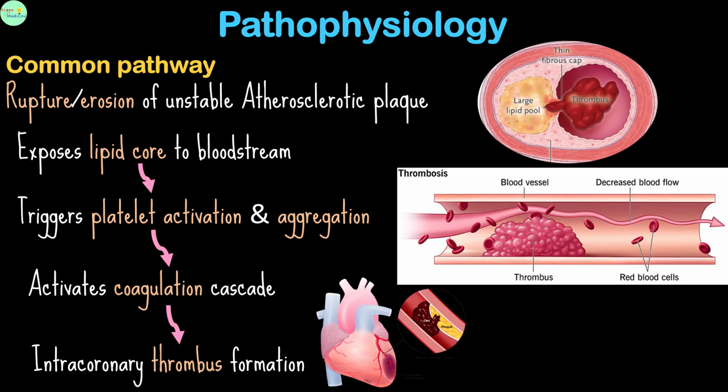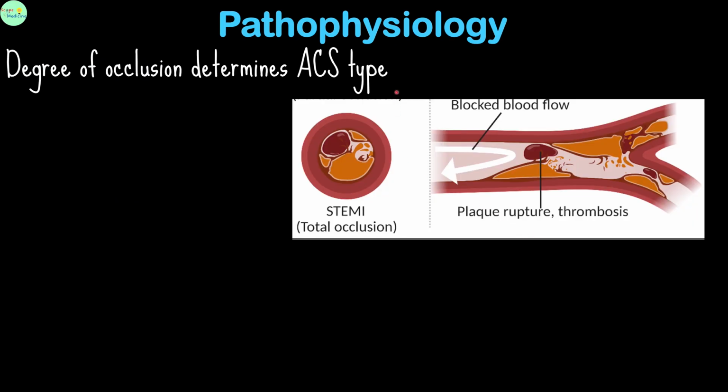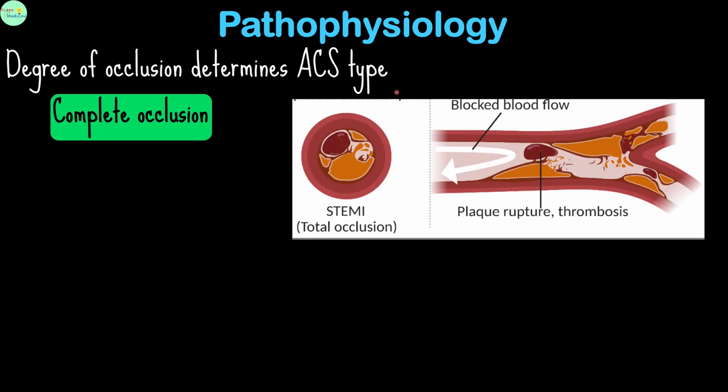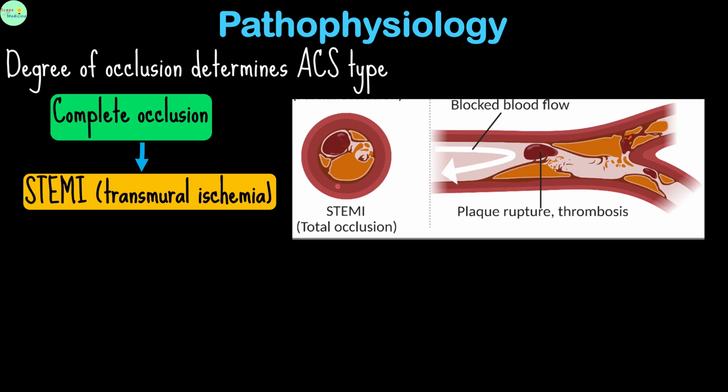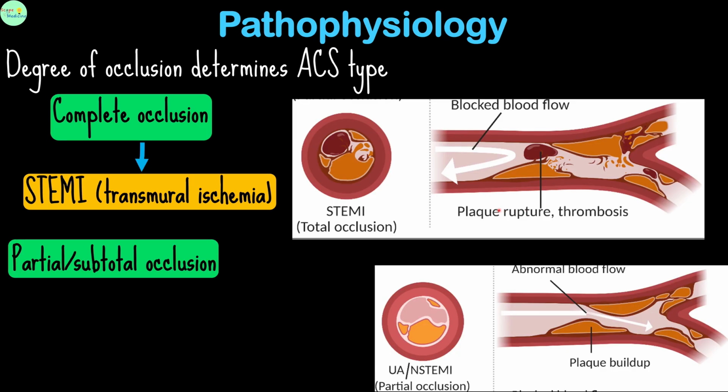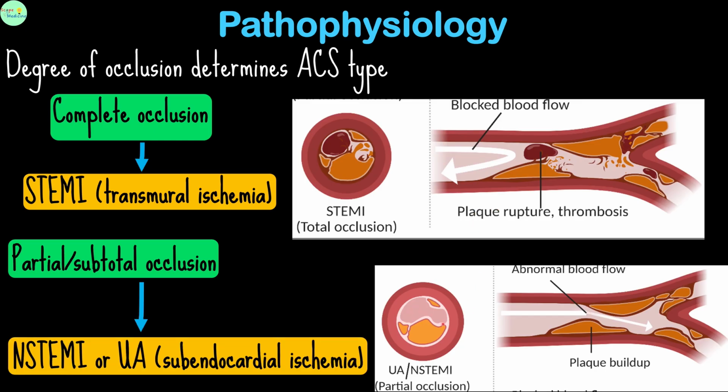The degree to which this thrombus occludes the artery determines the type of acute coronary syndrome. A complete occlusion typically leads to an ST elevation myocardial infarction, causing transmural or full-thickness heart muscle ischemia. A partial or subtotal occlusion leads to either a non-ST elevation myocardial infarction or unstable angina, resulting in subendocardial ischemia.